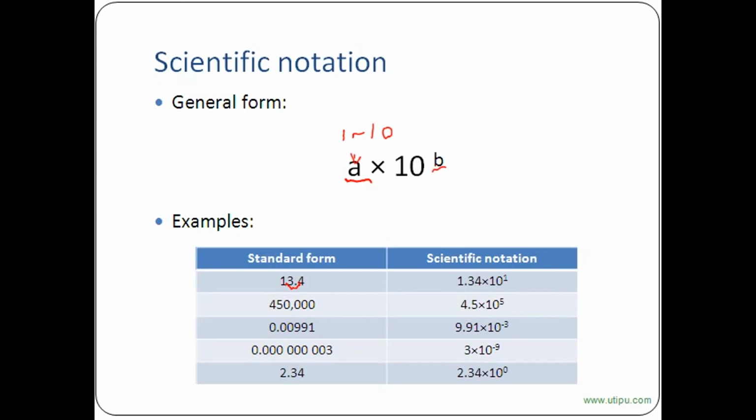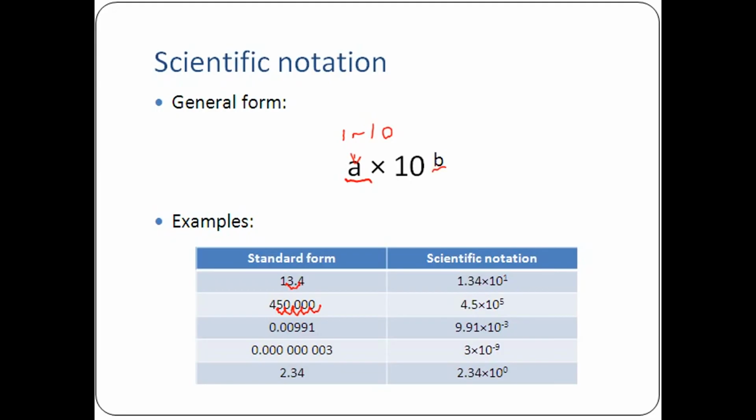For our next one here, 450,000, where do we put the decimal? Let's put the decimal right there. How many spots did it have to shift over? There's 1, 2, 3, 4, 5 spots. And so this is going to be 4.5 times 10 to the 5th because it's shifted over 5 spots.